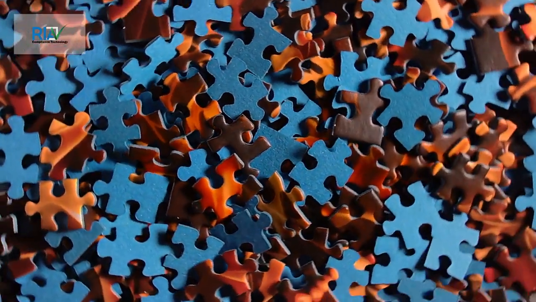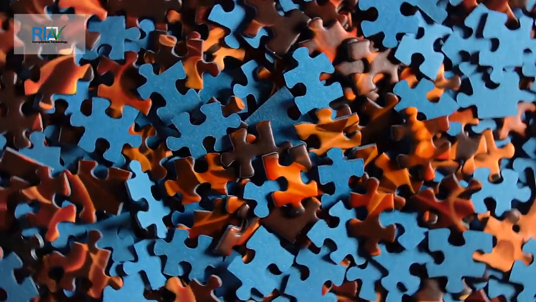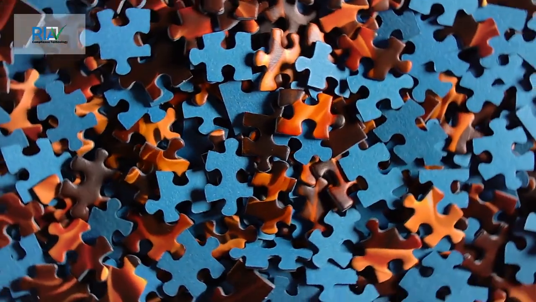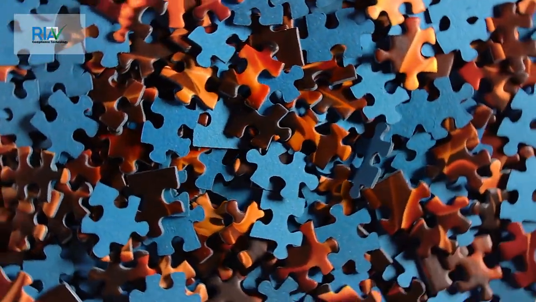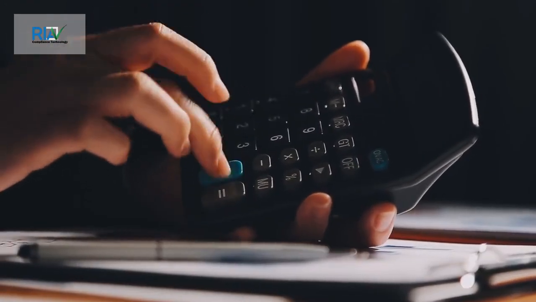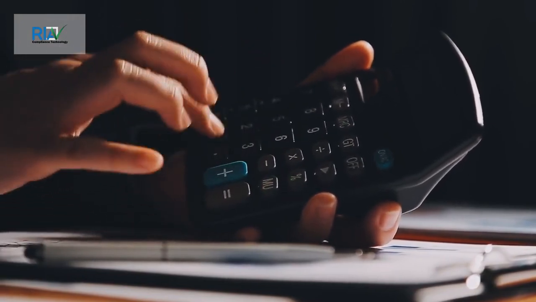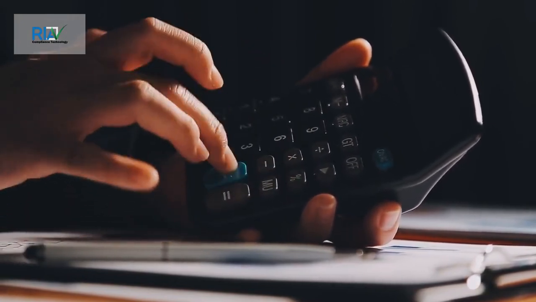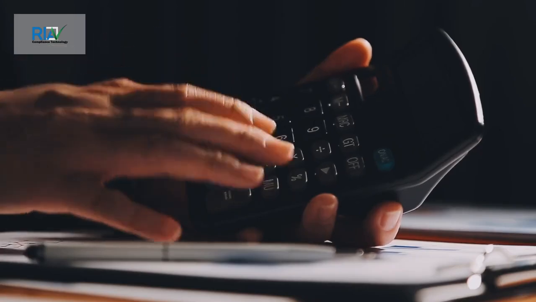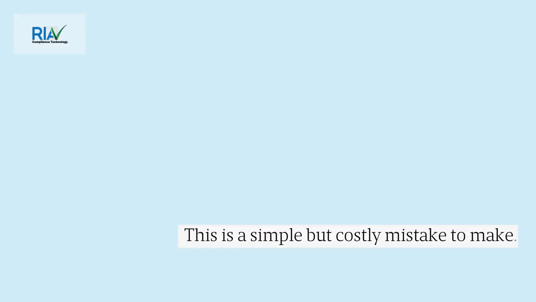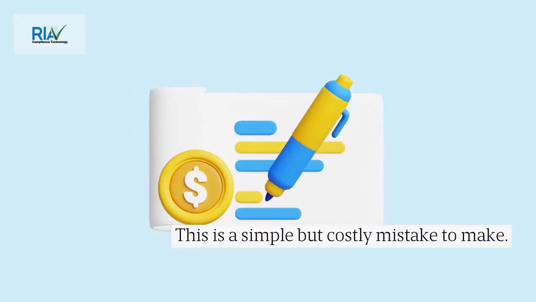Another major red flag is inconsistency between Part 1, Part 2, and Form CRS. Conflicting information invites scrutiny. Now for the error that hits clients' wallets directly. Fees. 43% of fee-related exam issues involved charging fees that didn't match the Form ADV. This is a simple but costly mistake to make.